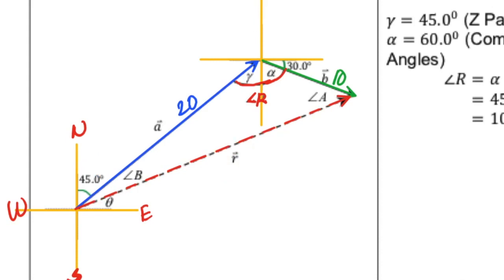So here's the next argument. I want to find theta. Now, in order for me to find theta, I need to know some information. First of all, between north and east is 90 degrees. So that means that theta plus this angle B here, and it's angle B because it's opposite side B, plus this 45 degrees, those have to add up to 90 degrees. So theta plus angle B plus 45 is equal to 90 degrees.